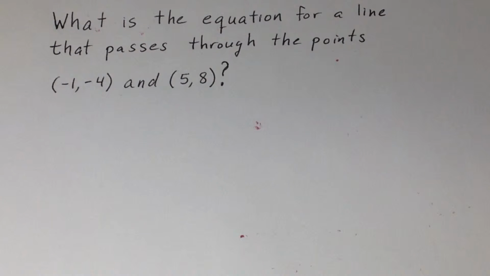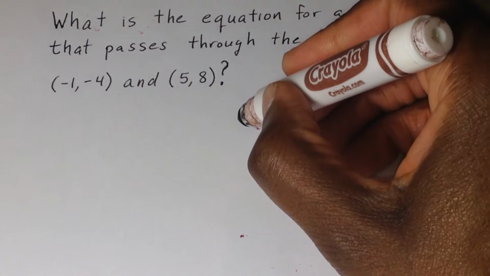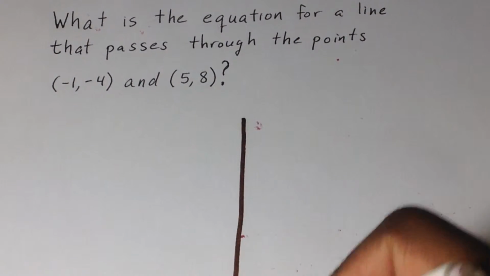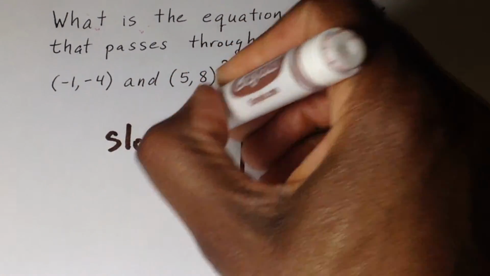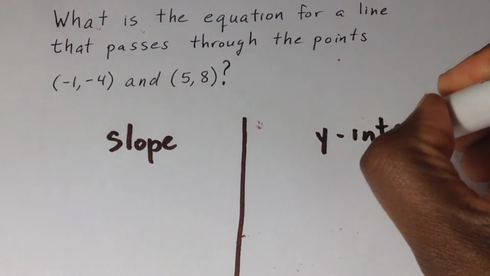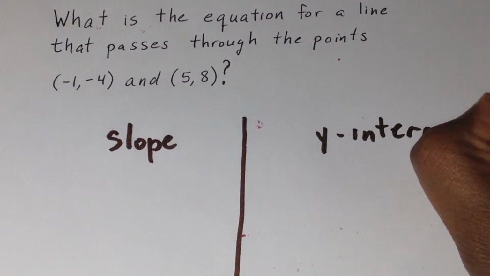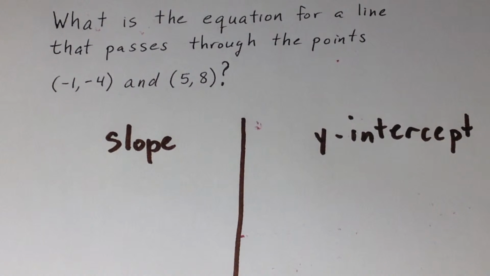Well, remember, we said there's two things that we need. We need the slope and the y-intercept. So let's break this up. We have to find the slope. We need to find the y-intercept. All right, so let's go. The slope. Now to find the slope, here's what we're going to do.